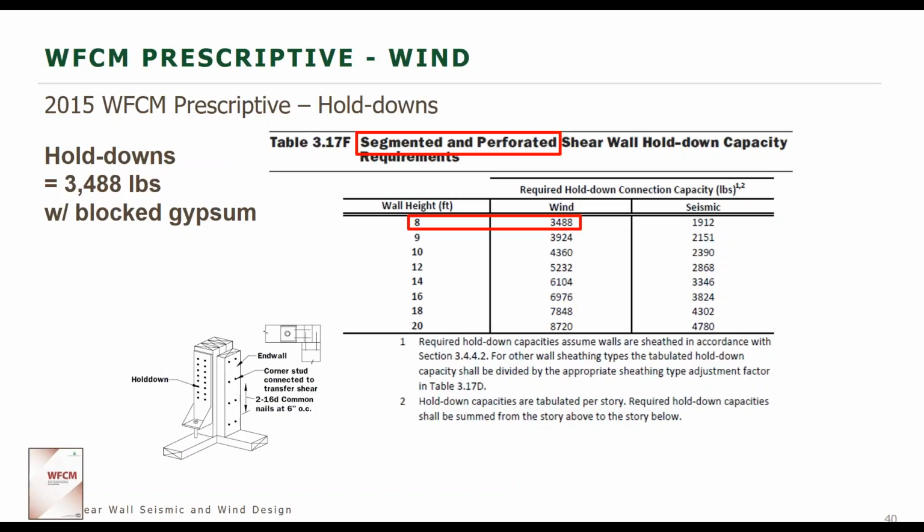I don't have the number off the top of my head, but I believe that the IRC limits your wind speeds to, was it 110 miles per hour in the braced wall provisions? Yeah, I know there's a map. There is, yeah. That shows where hurricane design is required. And so if you're in that shaded region, then that kicks you out of the braced wall provisions into something else. And something else can be the Wood Frame Construction Manual if it's wood frame construction.